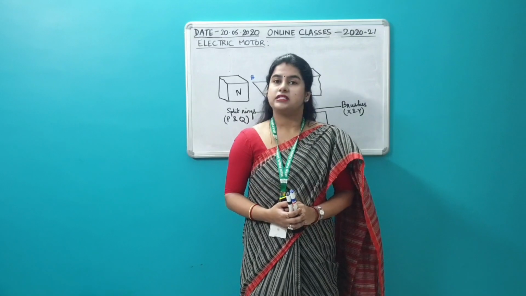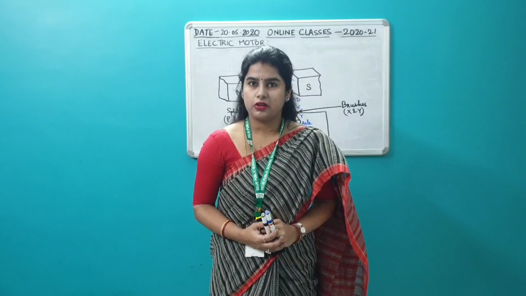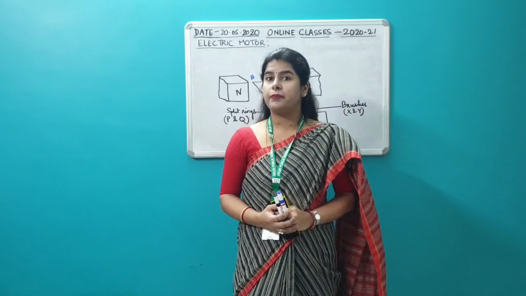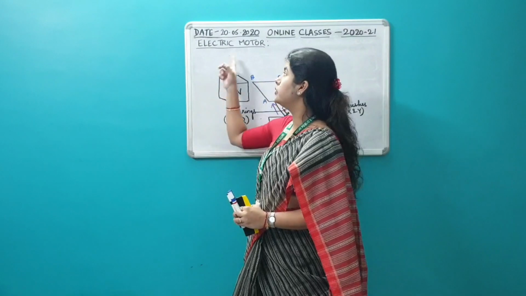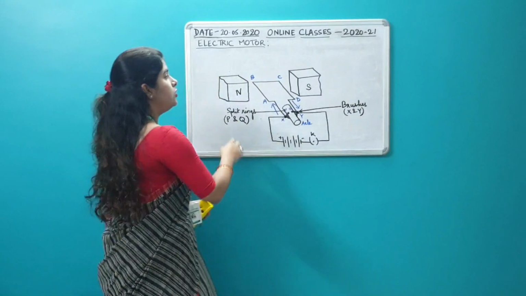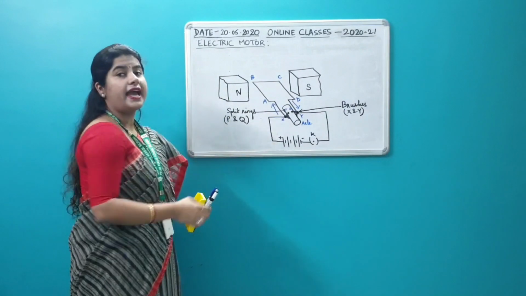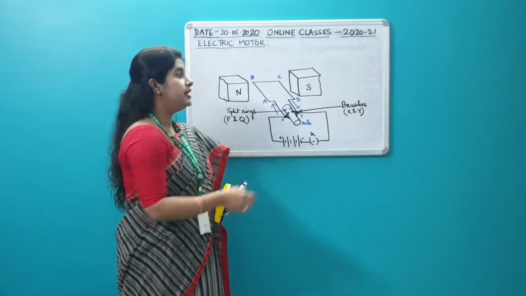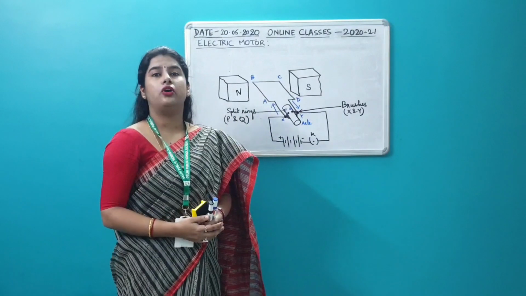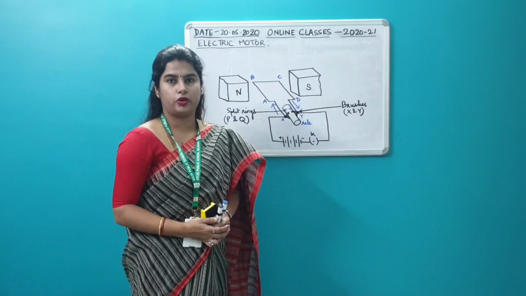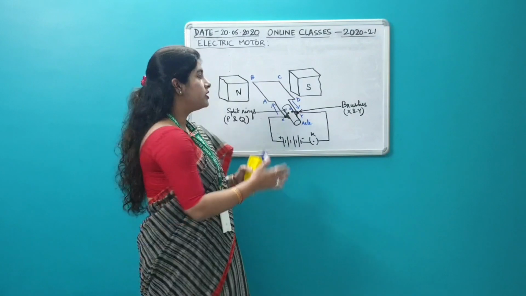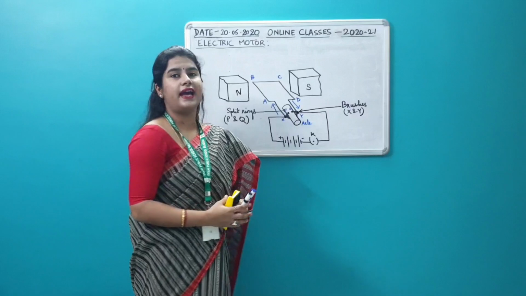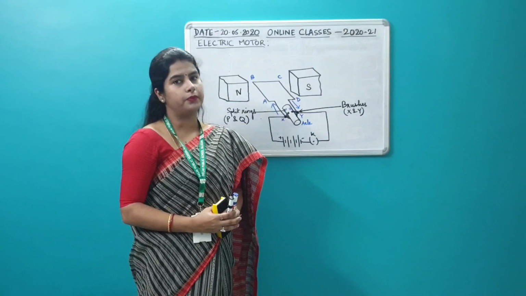So today I start with the next topic of the chapter, Magnetic Effects of Electric Current. The next topic is electric motor. I hope all of you can see the diagram that I have drawn, the diagram of electric motor. You are going to get this diagram in your NCERT book. So what you need to do is understand the working of the electric motor.